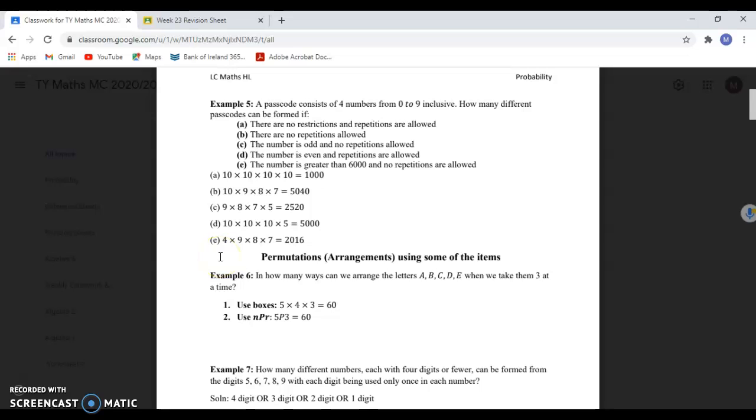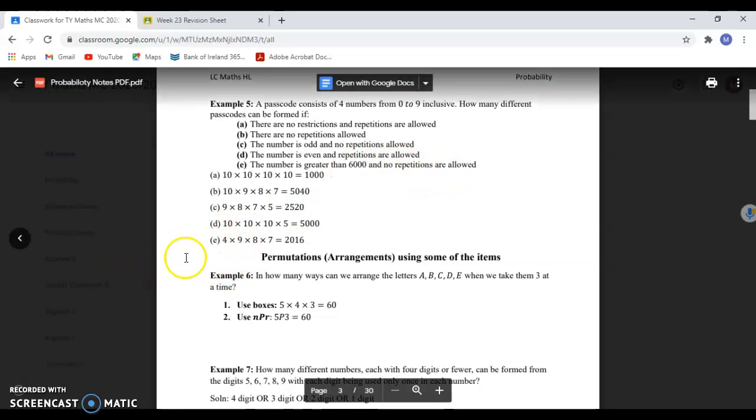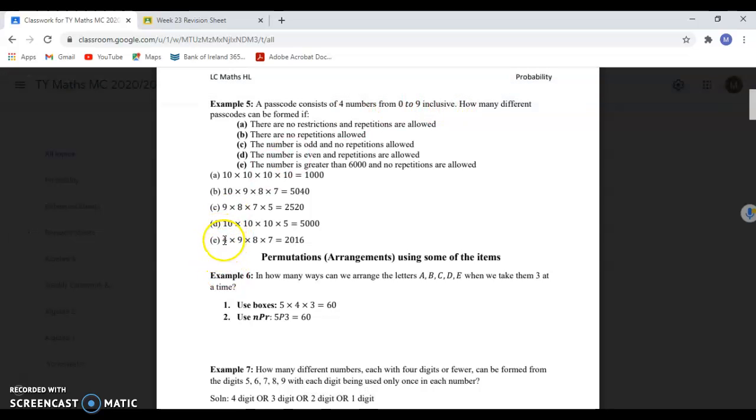So I fill in the first box first. That could be 6, 7, 8, or 9. That is 4 options in the first box. And it's no repetitions, so one digit is gone from my 0 to 9. One of them is gone in there. So how many are left out of my total? 9 by 8 by 7, and multiplying out to get your 2016.